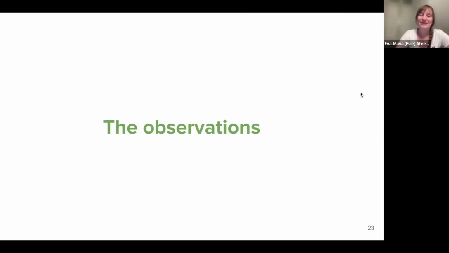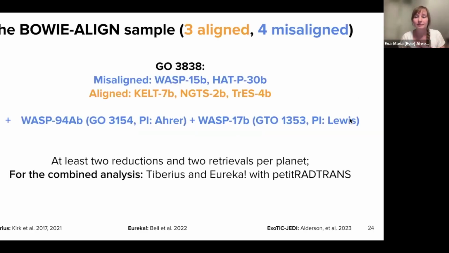Anyway, the observations. I'll talk about each of the targets individually now, but before we get into this, I'm also quickly going over the individual targets again. We have the misaligned ones always in blue, like James said, the aligned ones always in orange, and I'll also focus on the two individual ones that have been observed for other programs. I want to summarize that we have at least 2 reductions and 2 retrievals per planet in the individual papers. In the combined analysis, we also have Tiberius, Eureka, and Petitra trans, but I'll come back to this in a little bit.